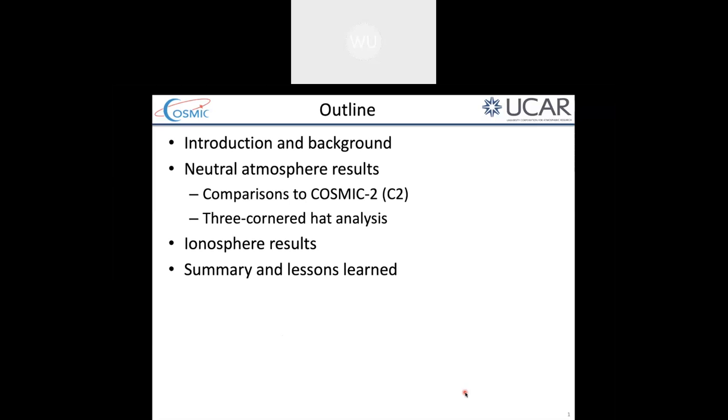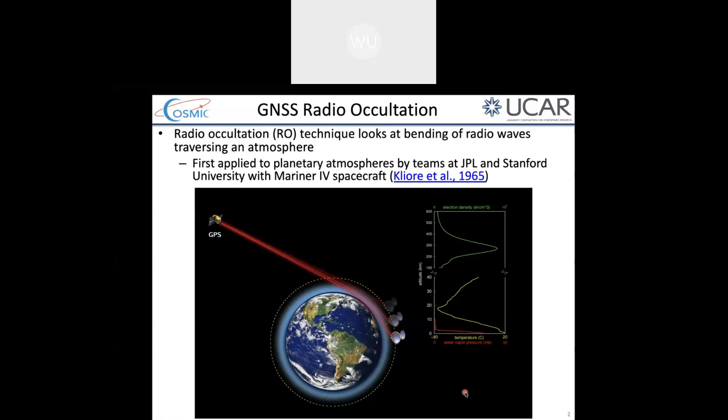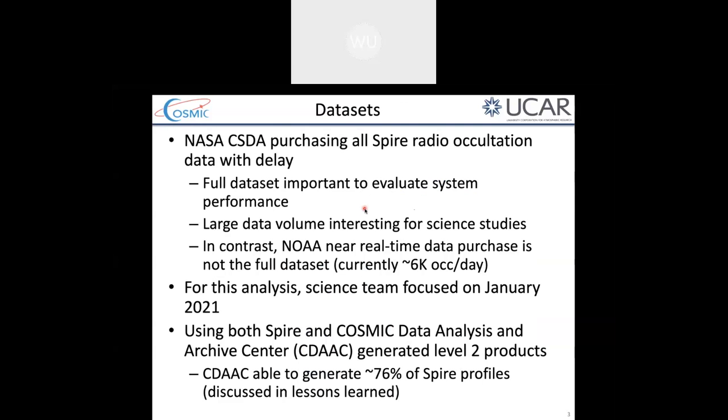Okay, I'll have a little bit of introduction and background, and then jump into some comparisons of the Spire products to Cosmic 2, as well as a three-cornered hat analysis, and then we'll move on to ionosphere results for total electron content. So Dong already gave a nice overview of RO, so I don't need to spend any time on this other than to say that we'll first be looking at the neutral atmosphere retrievals and then total electron content above the neutral atmosphere. All right, so we've been quite interested in the CSDA purchased Spire data.